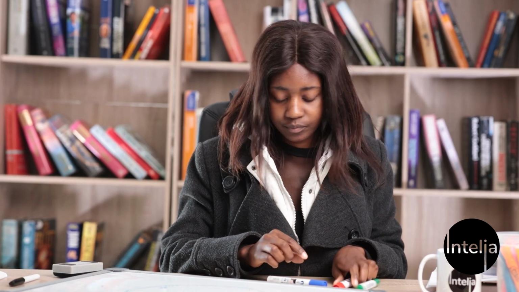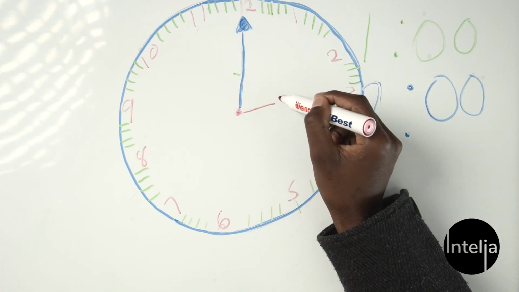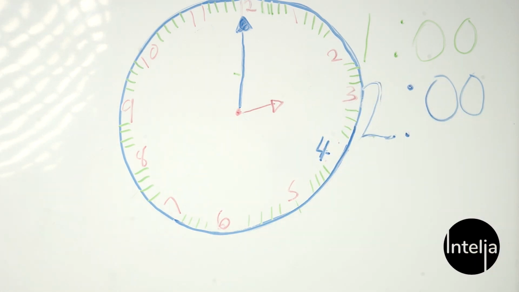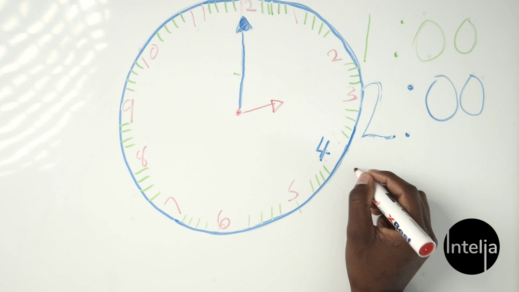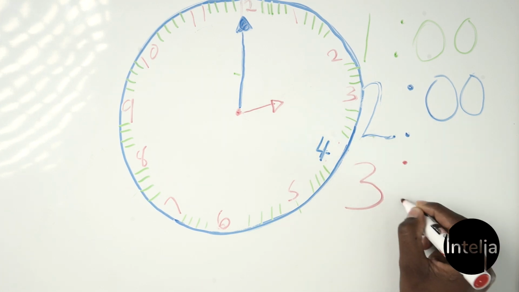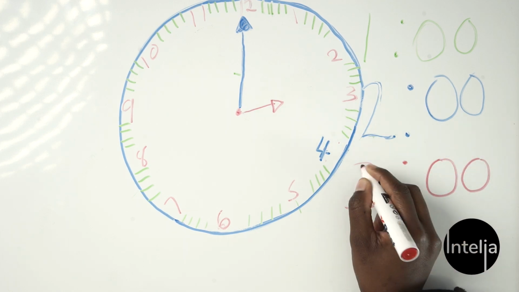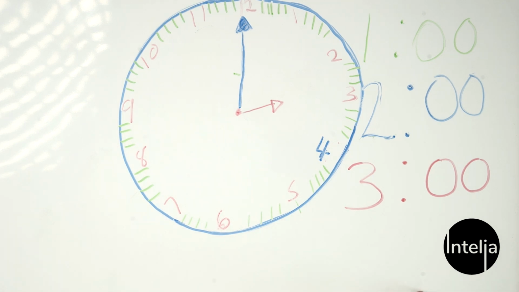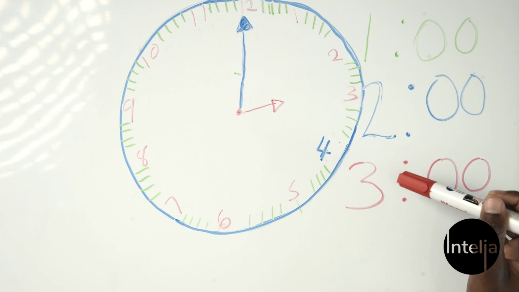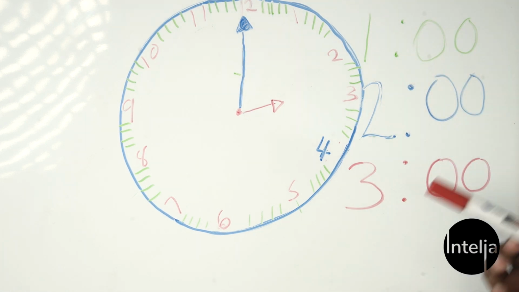Our hand is pointing at 3 here. So what time is it? It's 3 o'clock. So we write here 3 o'clock. Always put these 2 dots here, and then you write like this. So always put these 2 dots here in between the hours and the minutes.